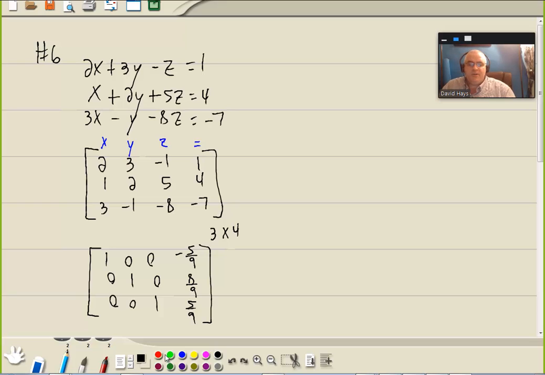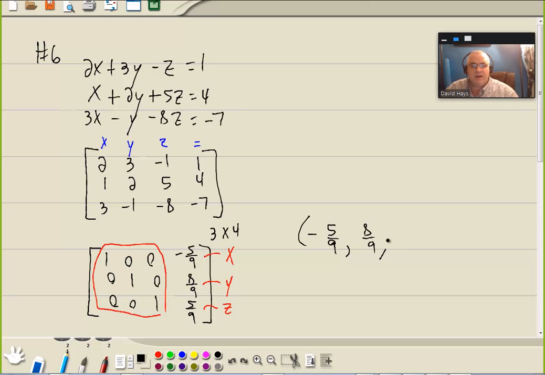3 equations, 3 variables. Our first 3 by 3 square here should be a diagonal of 1, 0, 0 else. And it is. That means it worked. That means this is x, and this is y, and this is z. The order of your variables matches the order of your columns, x, y, z. And we write it as an ordered triple. You put parentheses around it and put commas between them. And that would be our answer.